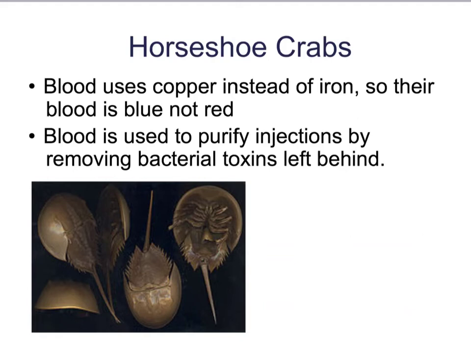And the blood is very important because we use it to purify injections. There's chemicals in the blood of the horseshoe crab that are great at removing bacterial toxins left behind. Currently, we use bacteria to grow a lot of vaccines and other drugs, but as they're producing these drugs, they're also producing toxins. Those toxins would result in fever and even death if they were just injected into people straight. So in order to remove these toxins, we filter the drugs through horseshoe crab blood, and that removes a lot of these toxins, and we can then inject the drugs into people.